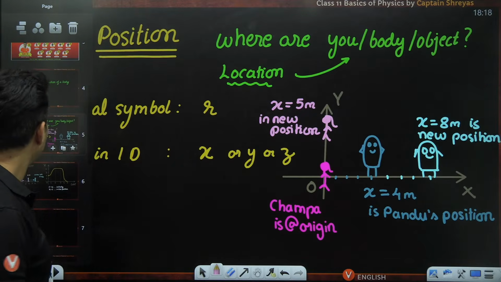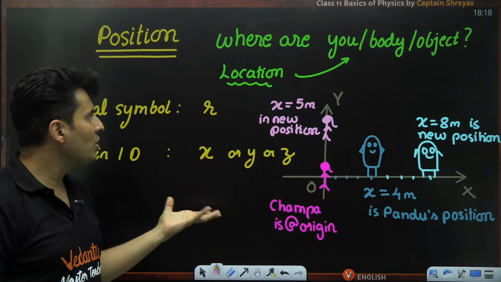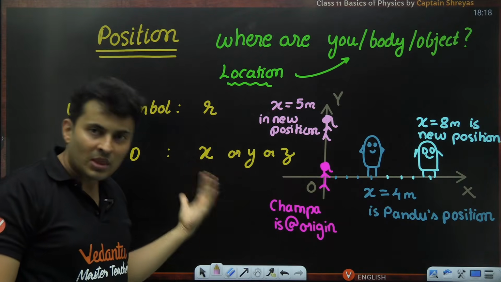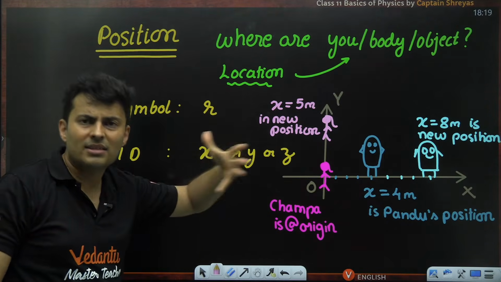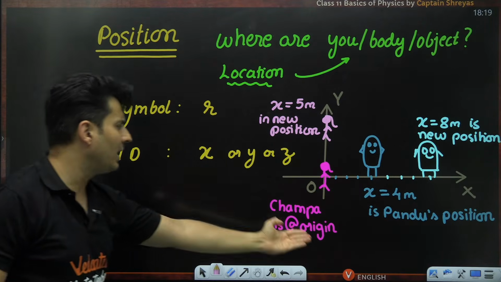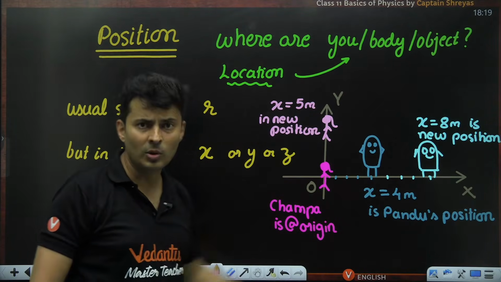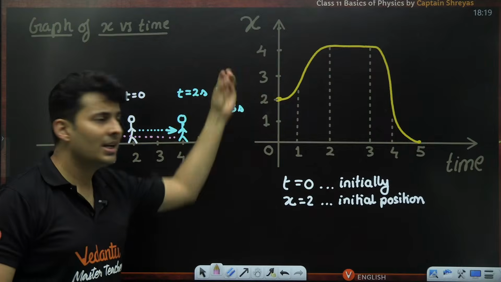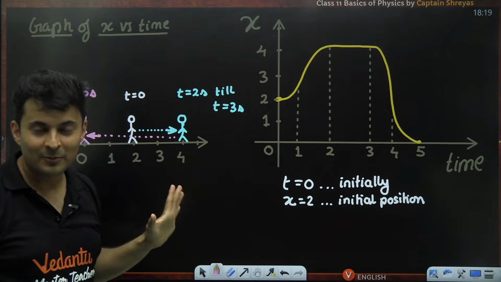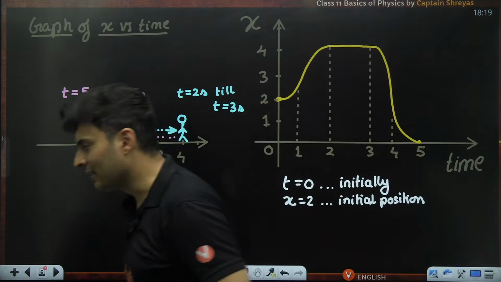Perfect. Okay. So position is where you are, how you are, what is your location. Initially, after some time, it can be written down in words like this: Champa is at origin, Pandu is at 4 meters, Champa is now at this new location. Or it can be shown in a nice graphical manner.